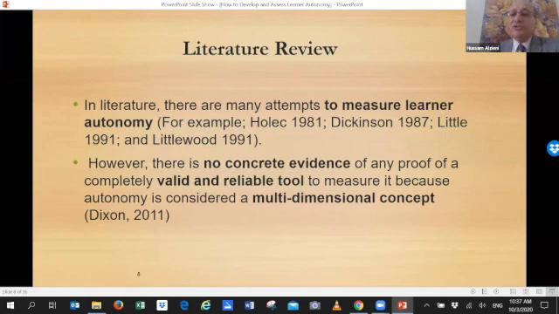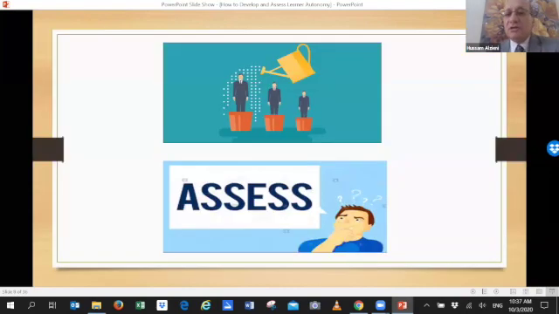Some could be subjective or through observation. So I started to think about it. Actually, at the time when I was doing the research, it could be okay to find ways to develop learner autonomy, but how can I assess it? How can I reach numbers?